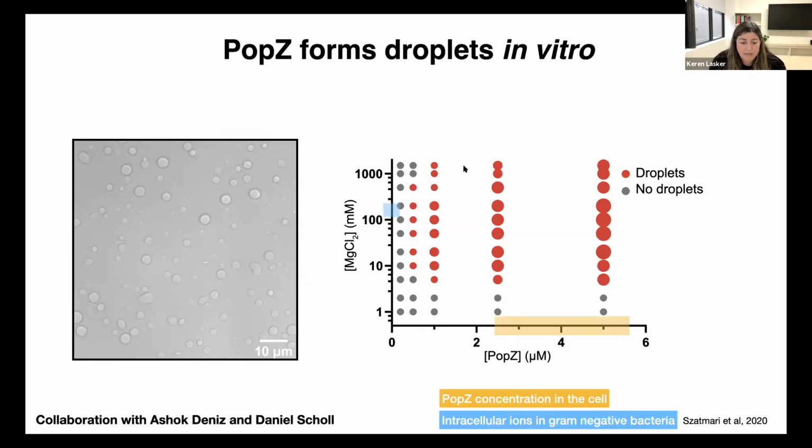And just for reference, POP-Z concentration in the cell is around 4 micromolar. And a recent paper measured the concentration of ions in gram-negative bacteria, where Caulobacter is one of those, and they are in the range of 130 to 270 millimolar. So those two ranges combined are within the regime where we see nice droplets in vitro.